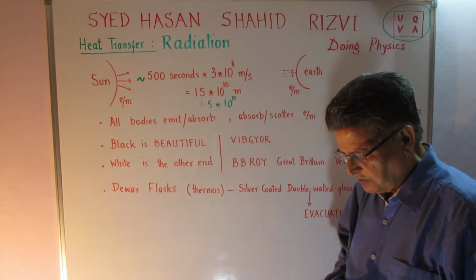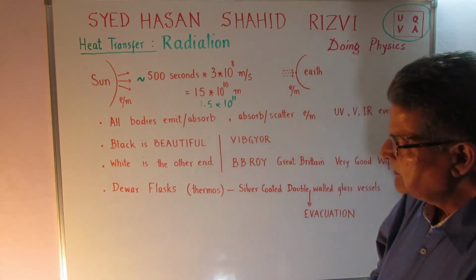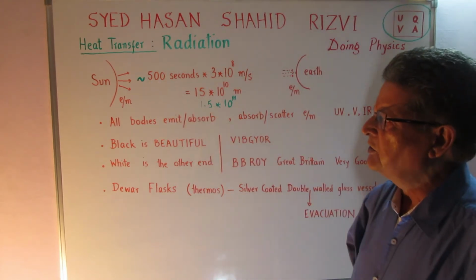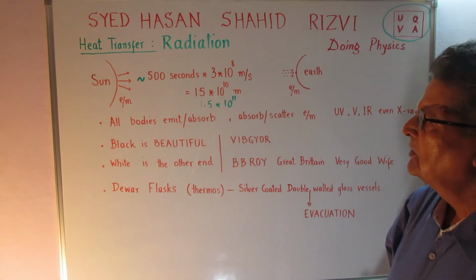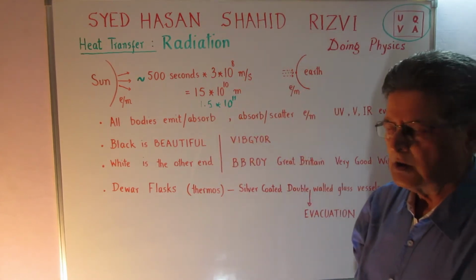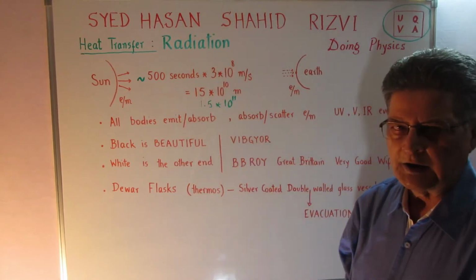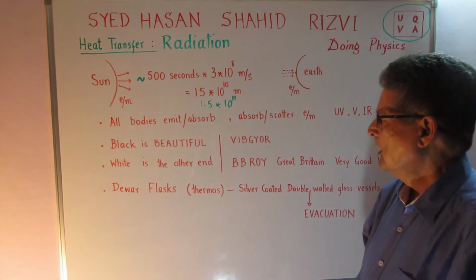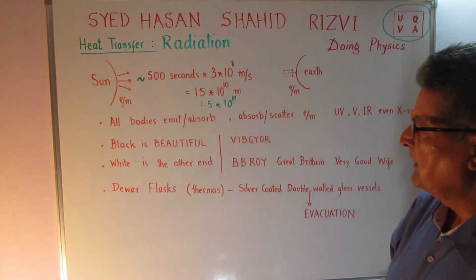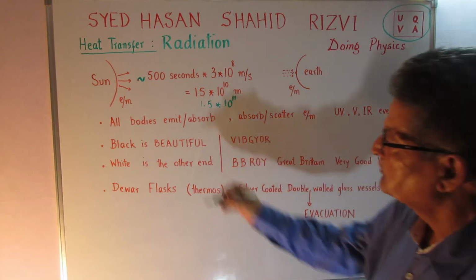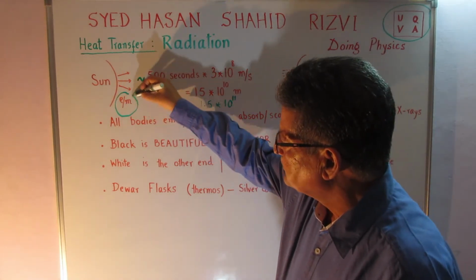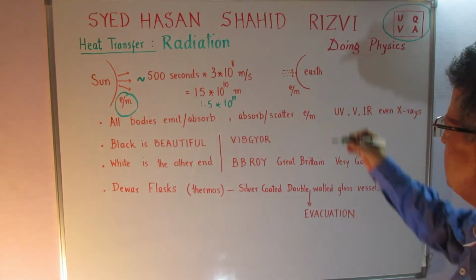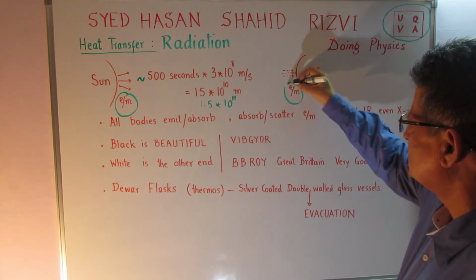So this is a very huge distance, and the energy, heat energy or whatever kind of energy we talk about, travels from the Sun to the Earth by means of what is known as radiation. The radiation comprises different kinds of waves, which we call EM, electromagnetic. And the same rays, same waves, reach us.